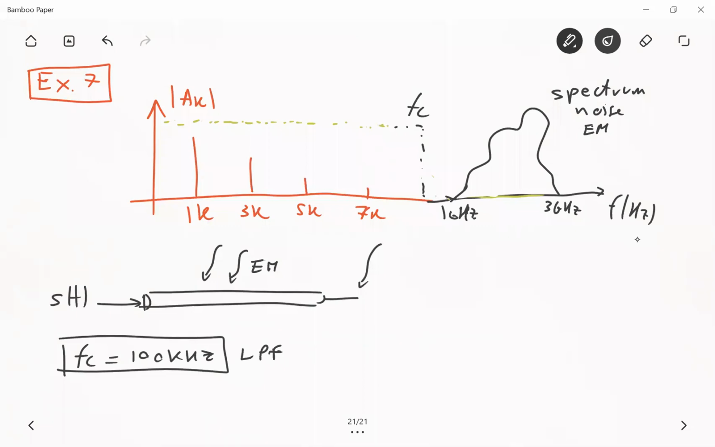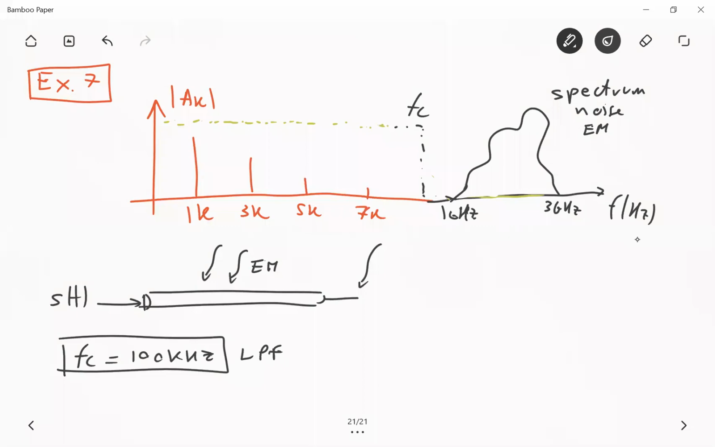And so at the output of this cable, the signal has a spectrum which is the original one, plus also the noise generated by the electromagnetic wave. So the problem asks you to design a filter which removes the noise, or at least attenuates the noise. In this case, of course, we need a low-pass filter because the noise is at high frequency. So we have to remove what is at high frequency. So we just have to design a low-pass filter whose cutoff frequency can be any value between 7 kHz and 1 GHz. In my case, I chose 100 kHz.